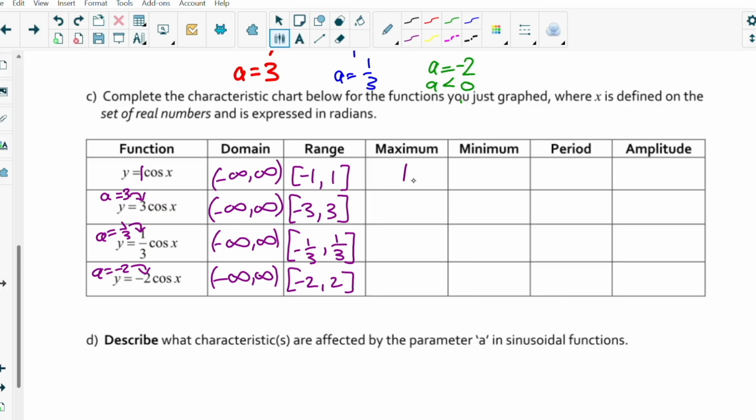Maximum point 1, maximum point 3, maximum point 1/3, and maximum point 2. And that relates to the maximum point on all our ranges. What about our minimum? It's just the negative value for the range. So negative 1 here, negative 3 here, negative 1/3 here, and negative 2 here.